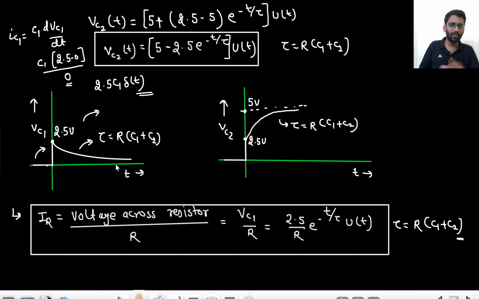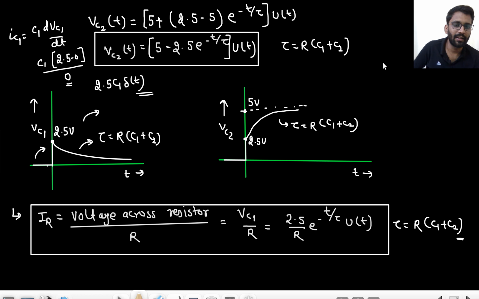So what I am doing, C1 into dVc1 by dt. Voltage is going from 0 to 2.5. So what will be the value of dVc1? dVc1 shows the change in Vc1. So the change in Vc1 is 2.5 minus 0, in what time? 0 time. So 2.5 into C1, and this 0 will be replaced with delta t.